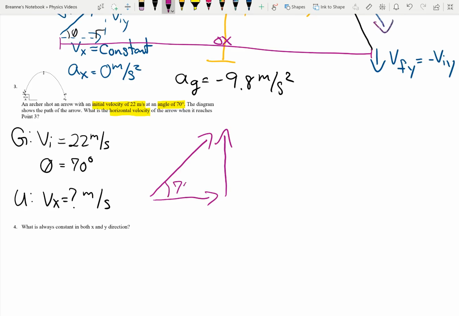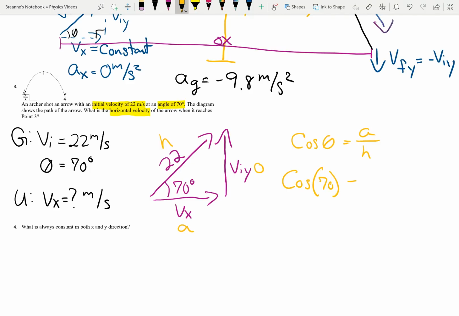That is our angle, which is 70, and our initial is 22. This is our velocity in the x. This is our initial velocity in the y. Another way to look at it is that's our hypotenuse. This is our adjacent. This is our opposite. We're looking for our velocity in x, so that means we're looking for our adjacent. That means we're going to be using cosine, because that's adjacent over hypotenuse. Cosine of 70 equals adjacent, that's what we're looking for, over our hypotenuse, which is 22.